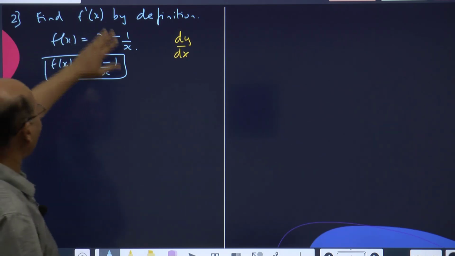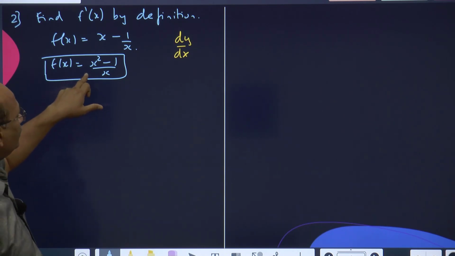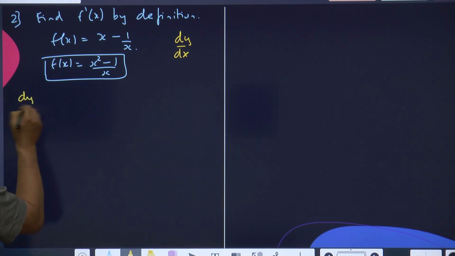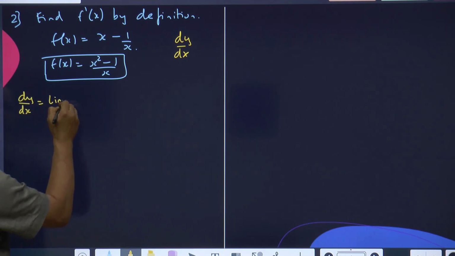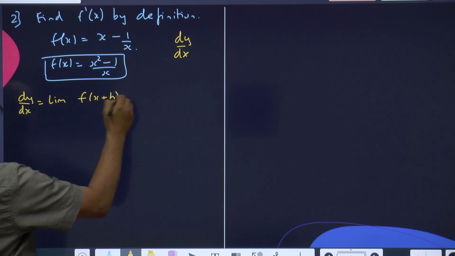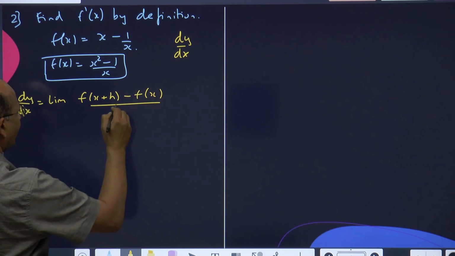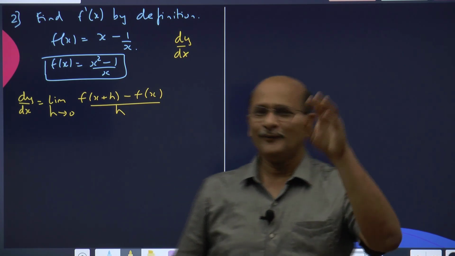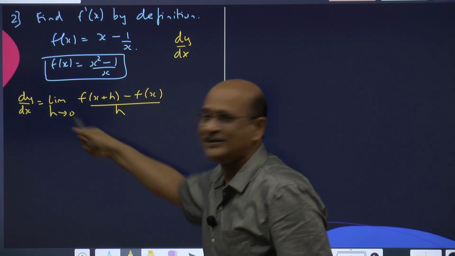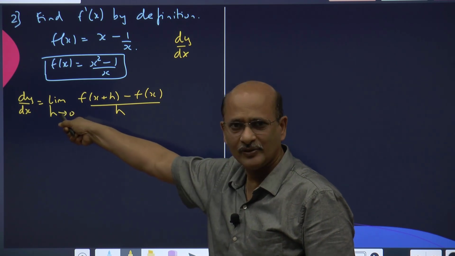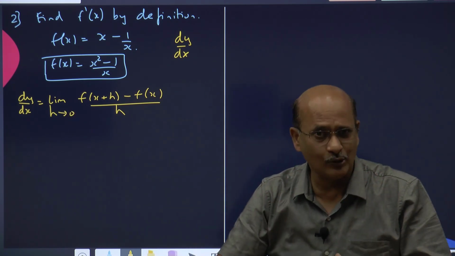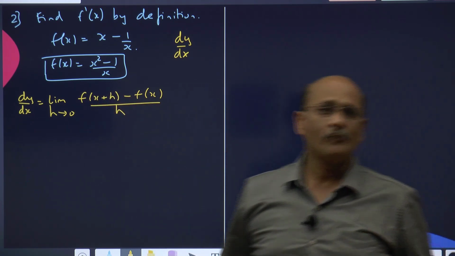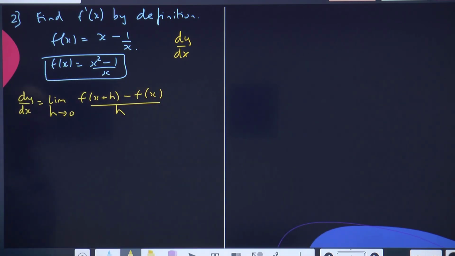Now they are asking to find the derivative of this function by definition. So by definition, everybody knows dy by dx is the limit of f of x plus h minus f of x, divided by h, as h approaches 0. So basically the first principle of derivative is also a limit sum only, because you can see the limit has come into the picture. If you know limits very nicely, finding the derivative by first principle is much easier. So let us see what happens quickly.